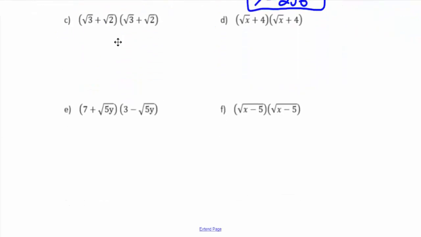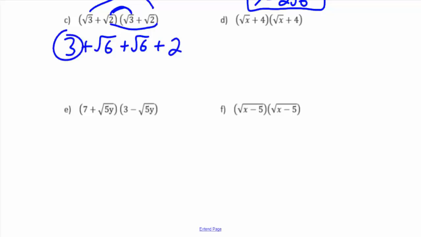Here I have radical 3 times radical 3, which is 3. I have radical 6. I have another, so out here I have radical 6. Here I have another radical 6. And then here I have 2, just 2. 3 and 2 is 5.